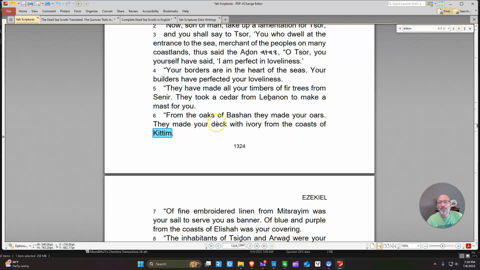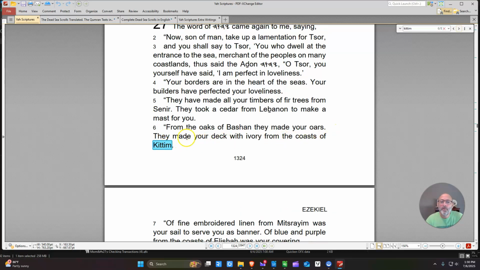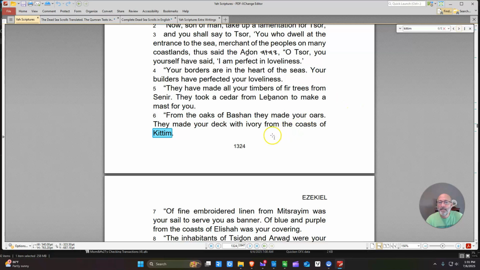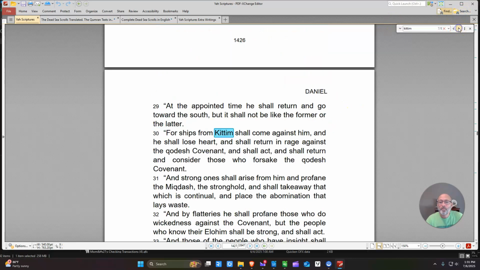From the oaks of Bashan, there was a reference in the Dead Sea Scrolls that I made mention of, that we have Bashan. So the Kittim included the Bashan. "They made your deck with ivory from the coast of Kittim." So here's Kittim identified as the lands, and probably the island lands, of the Kittim again.